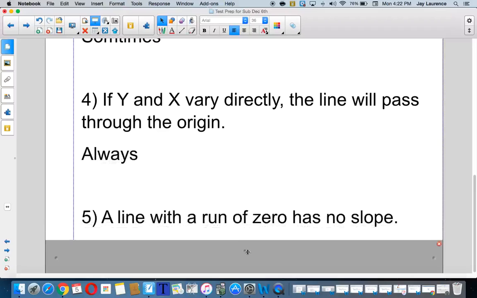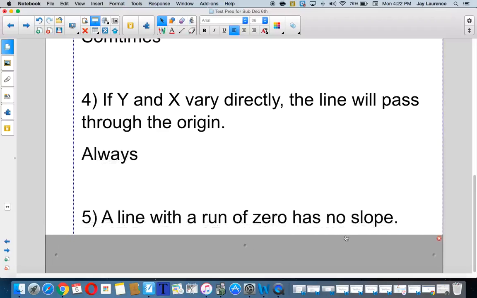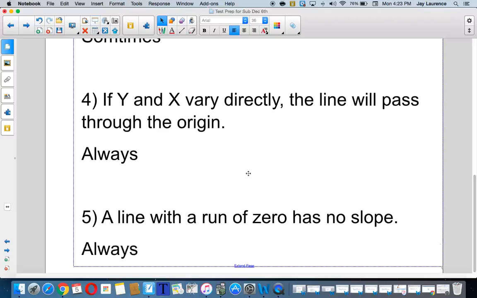Yes, he does. Okay, a line with a run of zero has no slope. So let's see. The rise number could be 1. The run number would be 0. 1 divided by 0 equals... Wait, I can't divide by 0. That must have no slope. A line with a run of 0 has no slope. That must be always true.